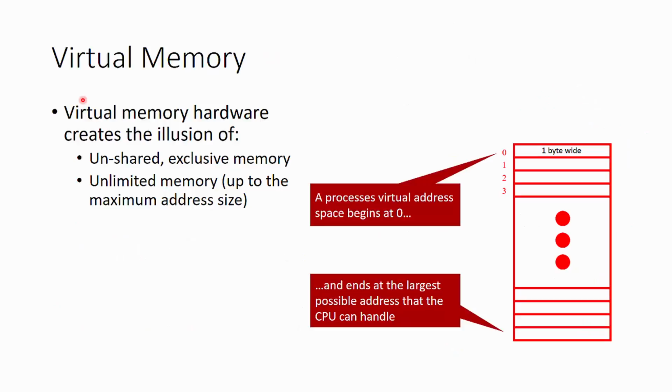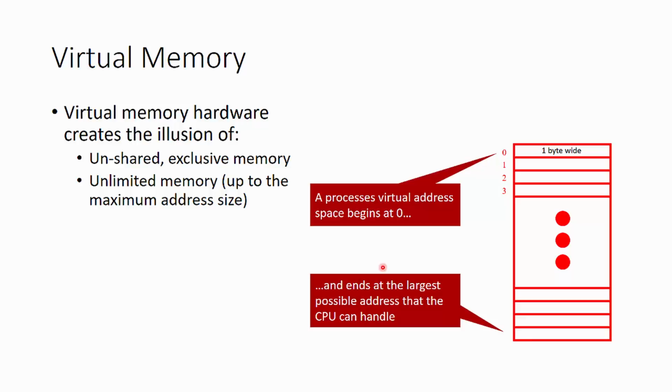Let's look at virtual memory. So virtual memory is an array of bytes where the operating system is using the hardware to create the illusion of unshared exclusive memory for each process. So each process thinks that it has all the memory, and it thinks that it starts at byte 0 and it goes on up to the largest possible address that the CPU can handle. It's unshared. Nobody else has access to this particular process. That's important. Process separation is one of the primary functions of the operating system.